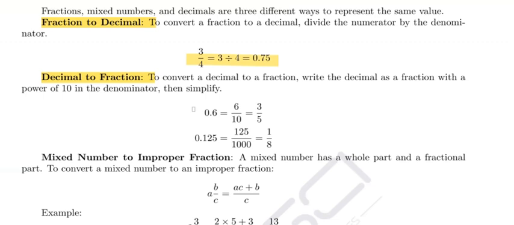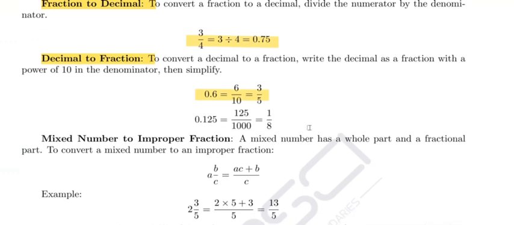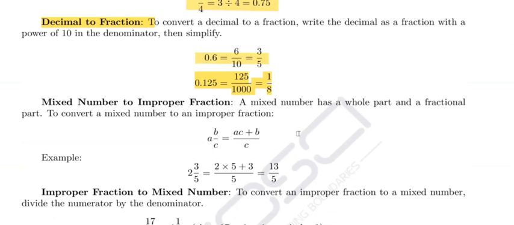For example, 0.6 has 1 digit after the decimal point, so the denominator is 10 and the numerator is 6. That fraction is 6/10, which reduces to 3/5. Another example, 0.125 has 3 digits after the decimal point, so the denominator is 1000 and the numerator is 125. That is 125 over 1000. Divide numerator and denominator by 125, and you get 1/8.